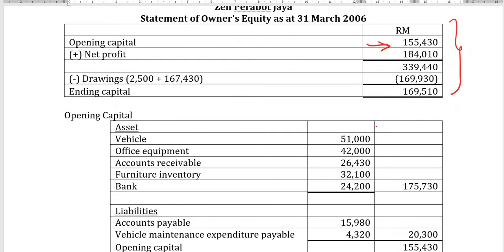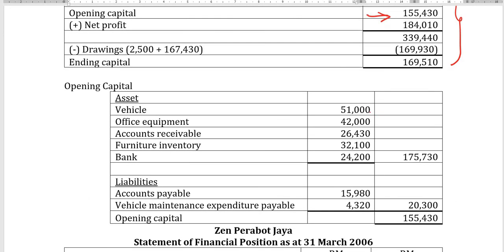So opening capital you akan ambil vehicle, office equipment, accounts receivable, furniture inventory, and also bank. And then kita akan minus dengan 2 ni. So you dapat 155,430. Okay, so your opening capital is here. Kita plus dengan net profit yang kita kira tadi, and then kita minus drawing. Okay, drawings kalau you tengok dekat bank account is only 167,430.